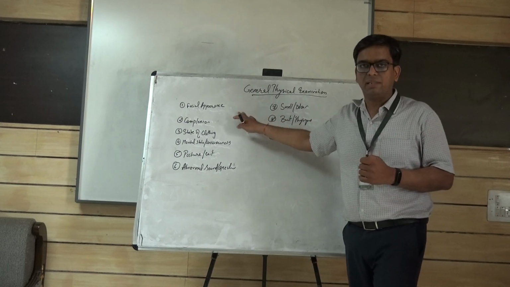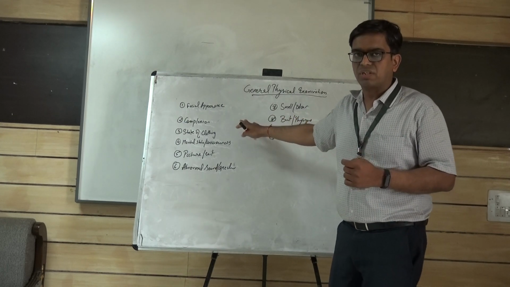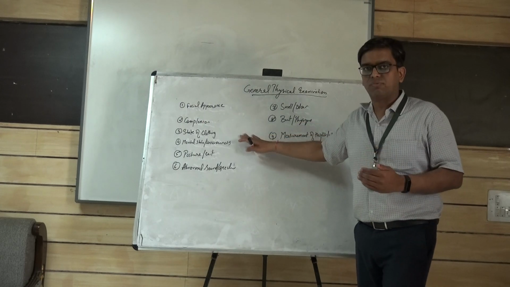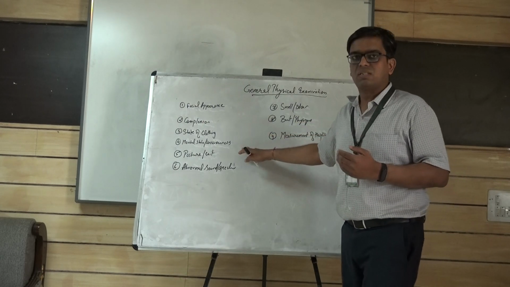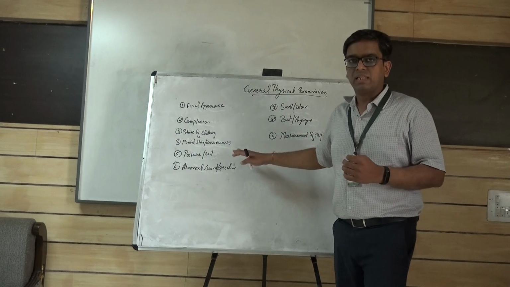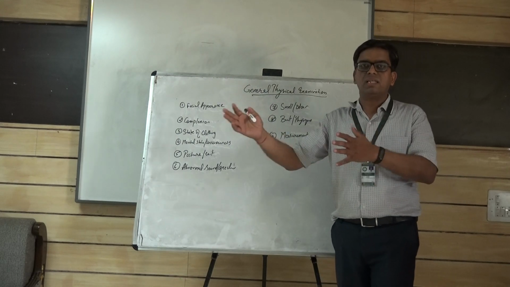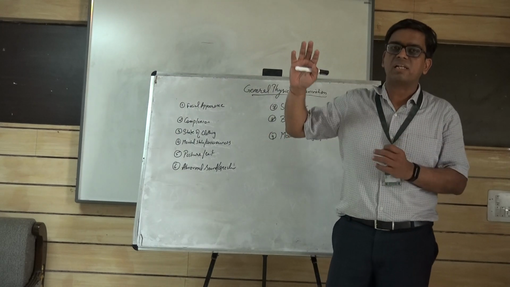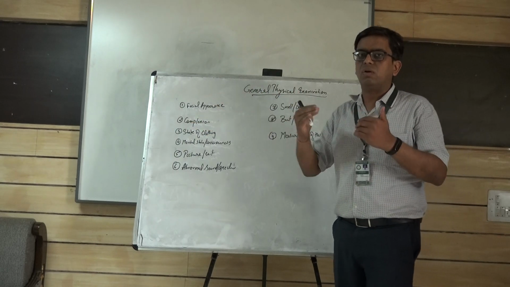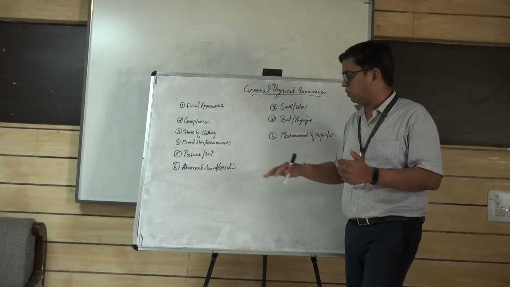So we have to look at the facial expression first, then the complexion of the patient, then the state of clothing, then mental status or consciousness. Then we have to look at the posture and gait. These things have to be looked at simultaneously, all of them together. We are just discussing the points that we need to discuss.